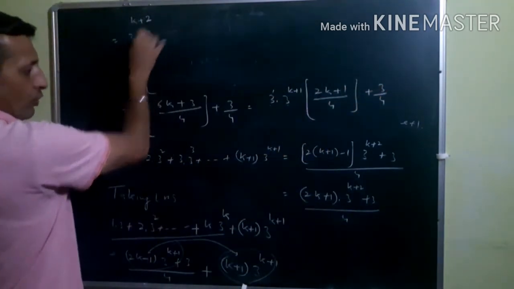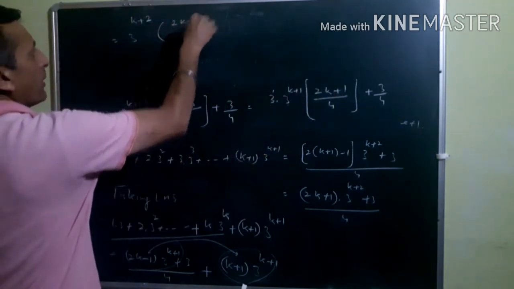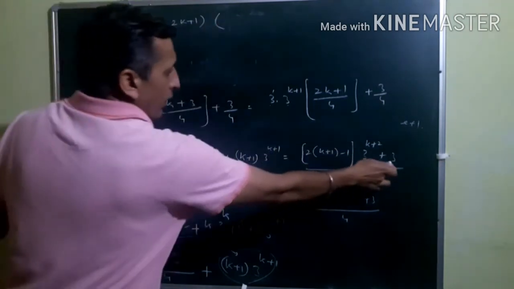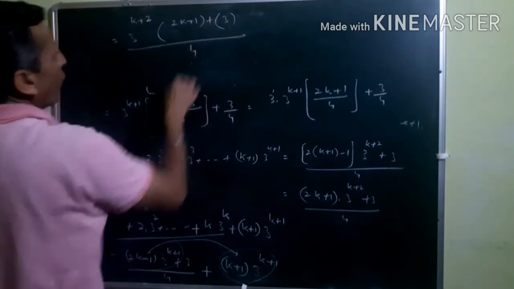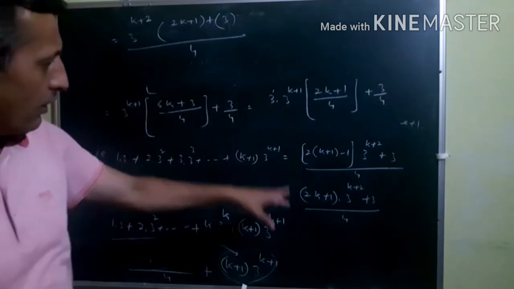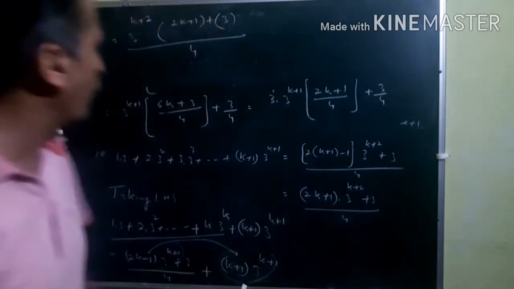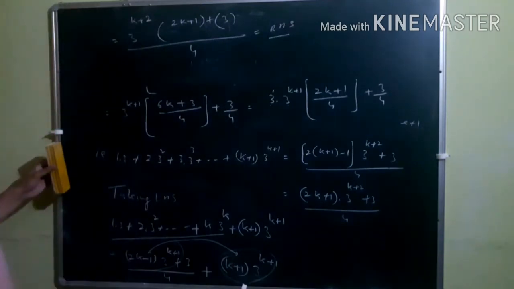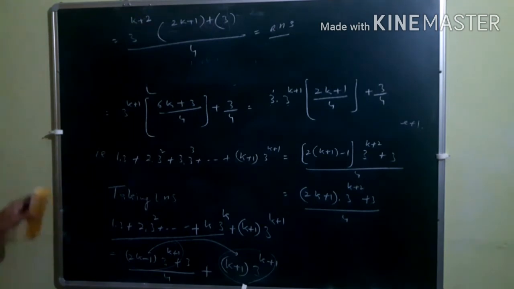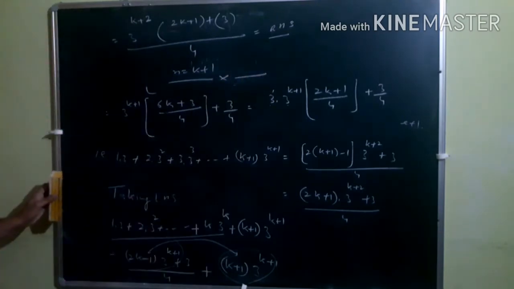4 is our total LCM, so I am going to write it like this: 3 to the power k plus 2, and the rest of the part is 2k plus 1 into 2k plus 1 plus 3, whole upon 4. That's all. So this was your right hand side. Let's see now: 3 to the power k plus 2 into 2k plus 1 plus 3 upon 4, that we have to show. So by induction we can show that this result is true for n equal to k plus 1. That's all. So this was the end of question number 5.